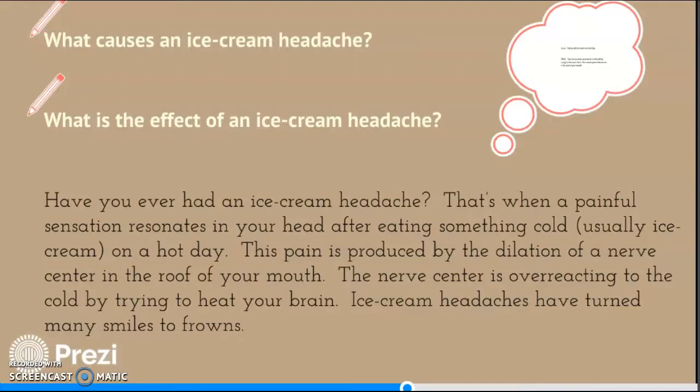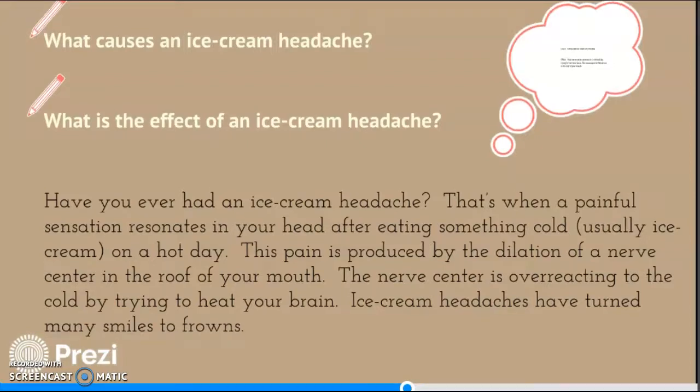This pain is produced by the dilation of a nerve center in the roof of your mouth. The nerve center is overreacting to the cold by trying to heat your brain. Ice cream headaches have turned many smiles to frowns.